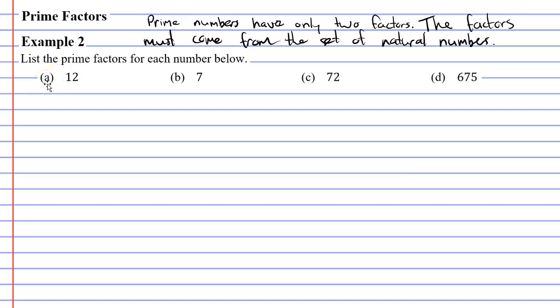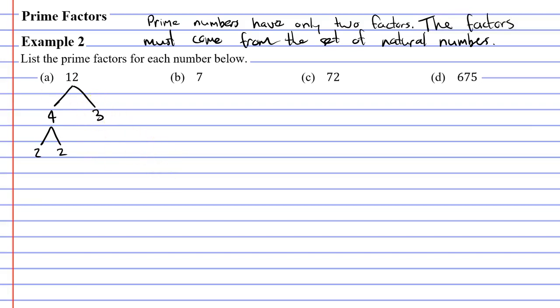We're looking at question A, and we want to list the prime factors for 12. So what I suggest is finding any two factors that make 12. What numbers multiply to make 12? The first two I can think of are 4 and 3. So I'm going to branch out from the 12, and I have the numbers 4 and 3, which are two factors for 12. Now I want to branch out again. Let's branch out from the 4. What two numbers multiply to make 4? I can think of 2 times 2.